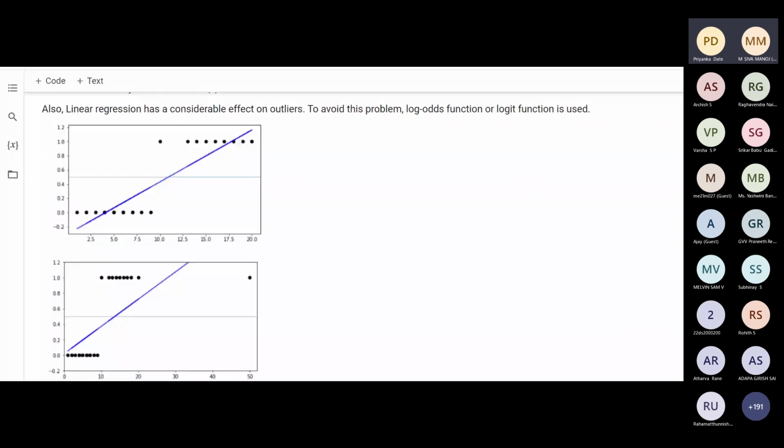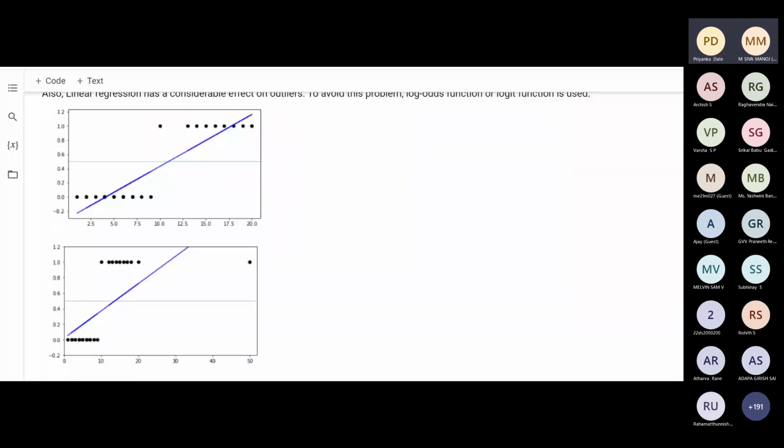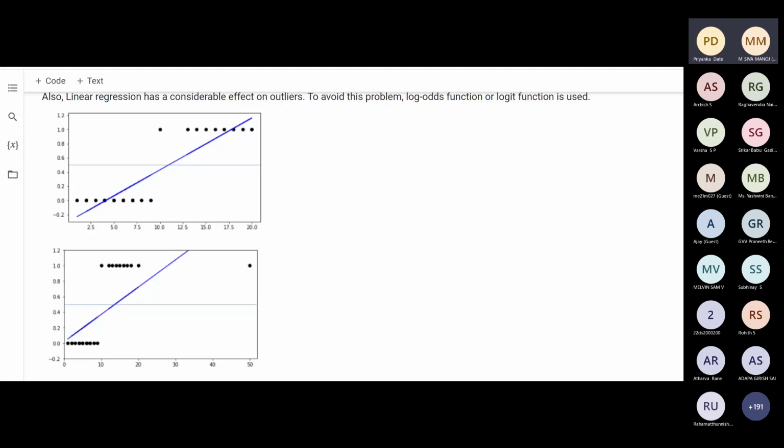Like we can see here in the second diagram, there is a single outlier to the right, and therefore the entire graph is skewed to the right. And the linear model that we have used barely passes through half the data points that we have. This is due to the outlier in the data. So this is an inaccurate model because it doesn't even take into consideration half the data points.